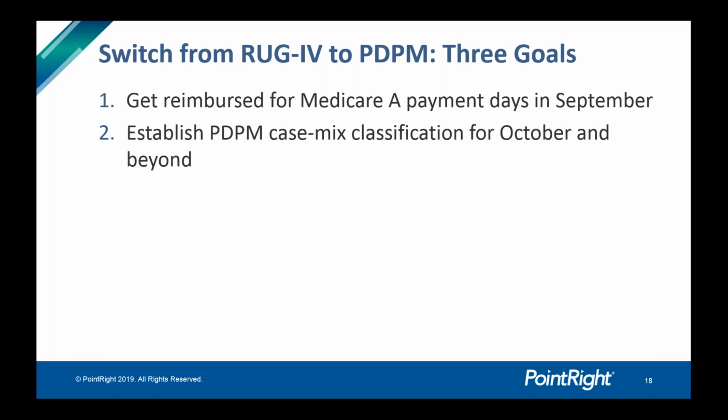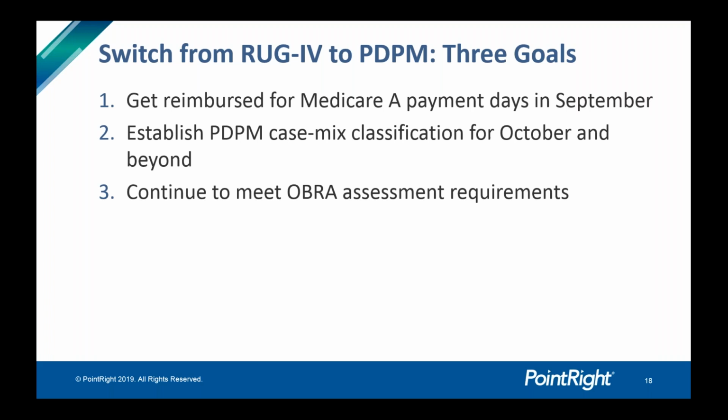Secondly, of course, you want to establish all of your residents on caseload who are in the facility into October with a PDPM case mix classification for October going forward. And of course, to the point of that question I just answered, you want to continue to meet your OBRA assessment requirements, because those are going to stay the same. They're not going away. They're always running in the background. So you want to make sure that you don't miss those admissions, the quarterlies, the significant changes, the annuals, those discharges. They all will still be there, and they're all still required.